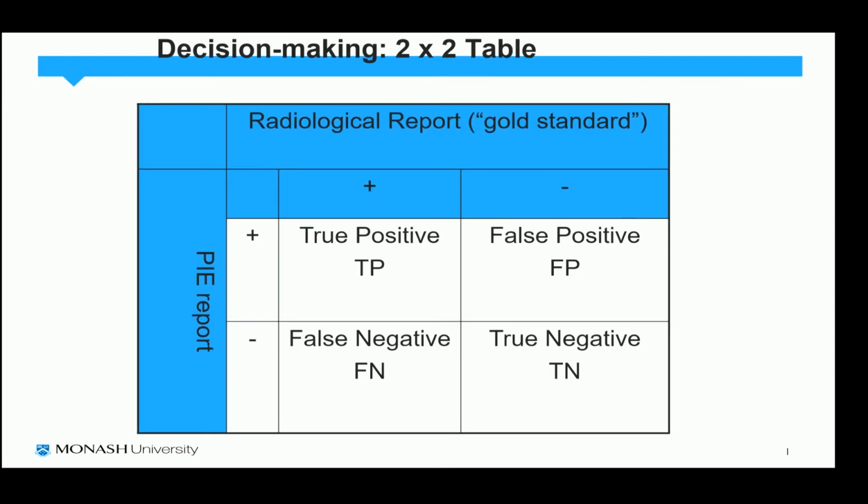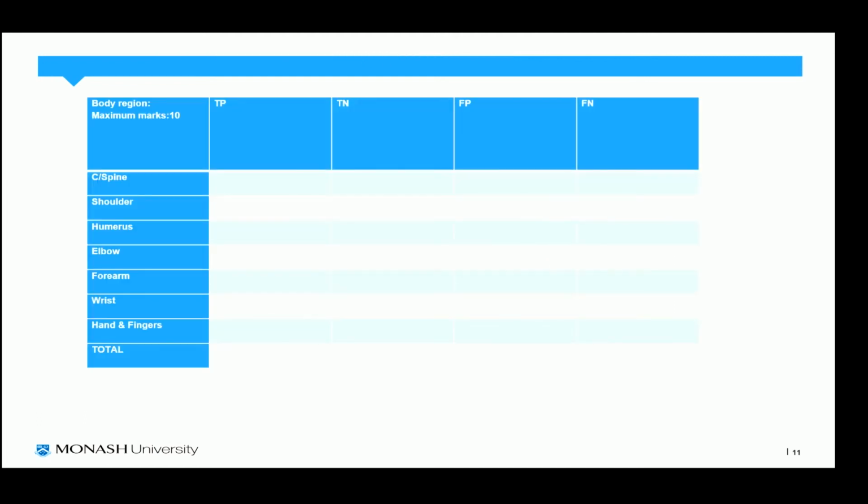You then have to pop that into the 2 by 2 table. So for the true positives, that's where you compare it to the radiologist's report, which is the gold standard, your false positive results, false negative, and true negative. And that you can put into a spreadsheet then. And as I said, it needs to cover a range of body areas specific to this unit, and it will be marked out of 10.